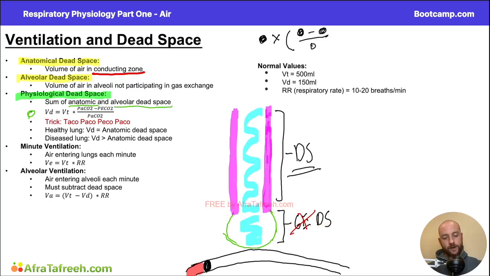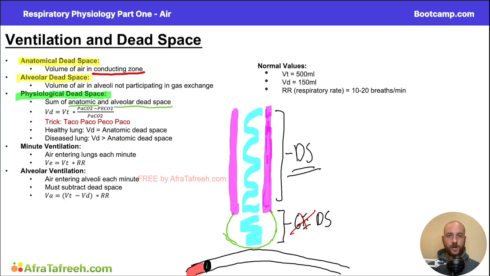divided by a variable. And so the trick is taco, paco, pico, paco. You pretty much just have to say it a few times to memorize it. But the taco is for the tidal volume. The paco is for the arterial partial pressure of CO2. The pico is for the expired partial pressure of CO2. And then the final paco is for, again, the partial pressure of arterial CO2.